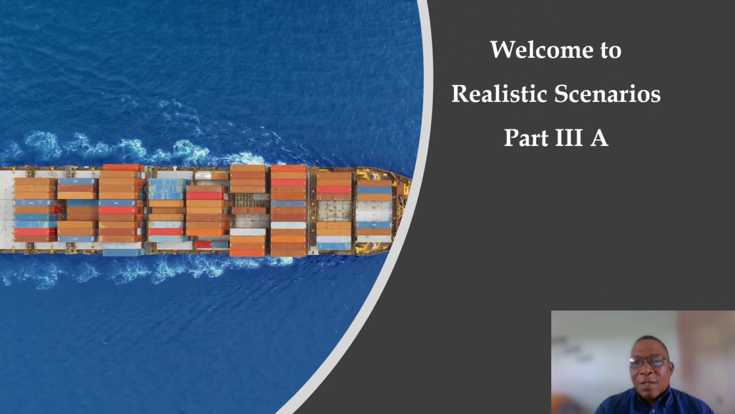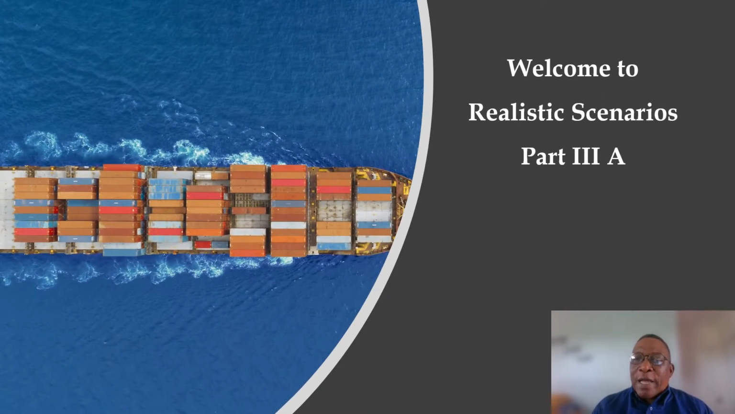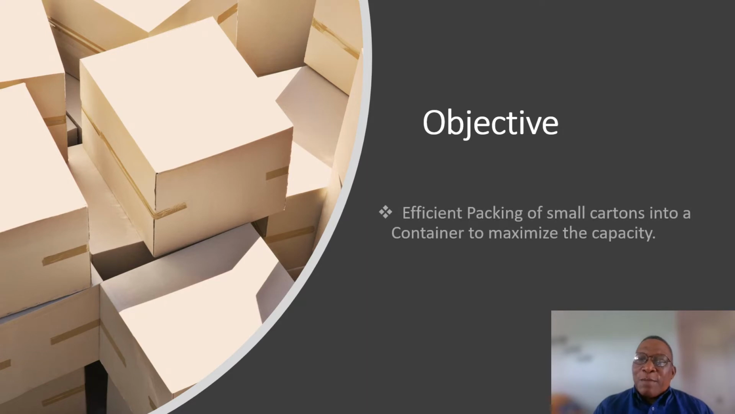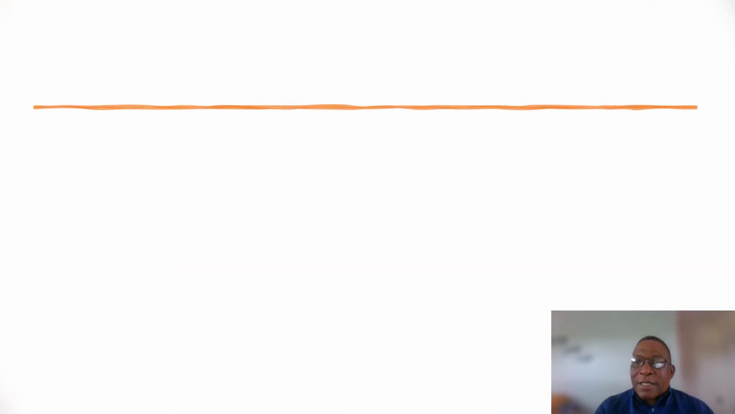In our last video, we looked at realistic scenarios part 2. Today we are going to look at the big one, part 3. Again we'll be going through an example from seaborne cargo and dangerous goods. We will be looking at the efficient packing of small cartons into a container to maximize the capacity of that container.